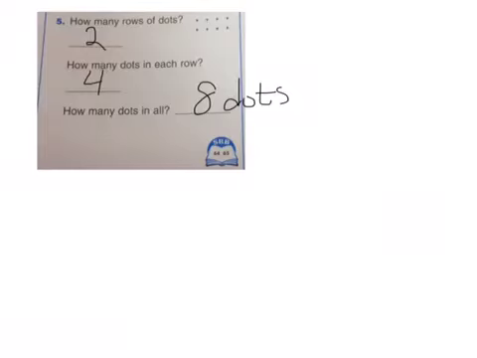Or we can do our multiplication. 2 multiplied by 4 is the same as 8. We can look at this very easily by saying 2 are our rows. So we have 1 row, 2 row, and the 4 is how many are in each row? 1, 2, 3, 4. 2 groups of 4 is the same as 8.